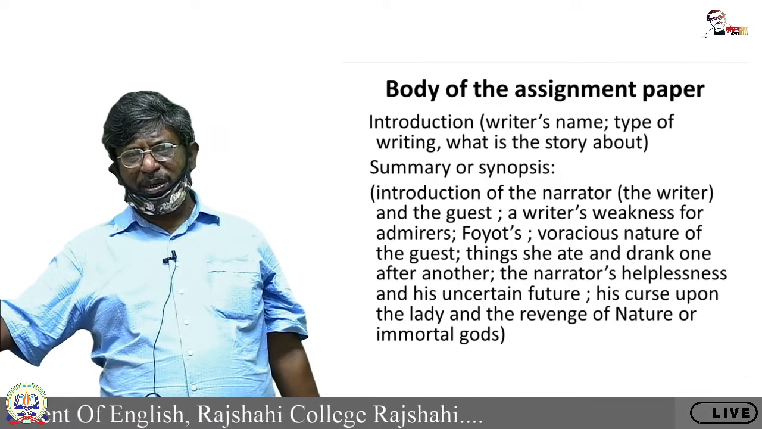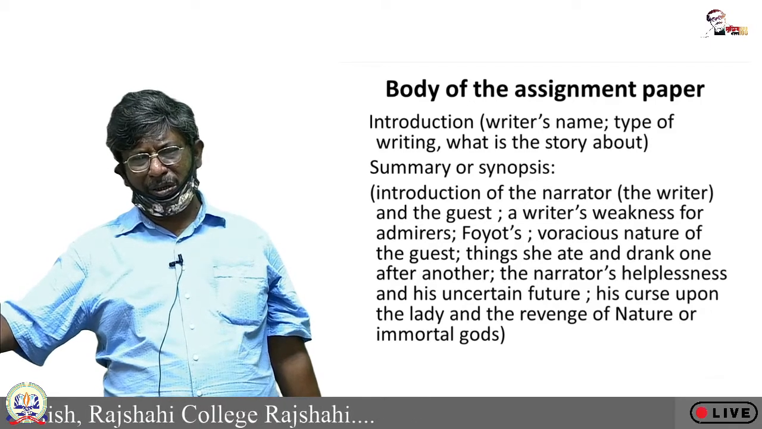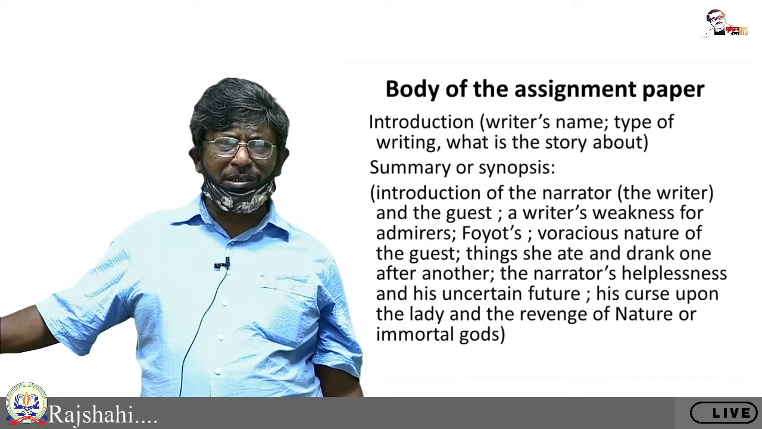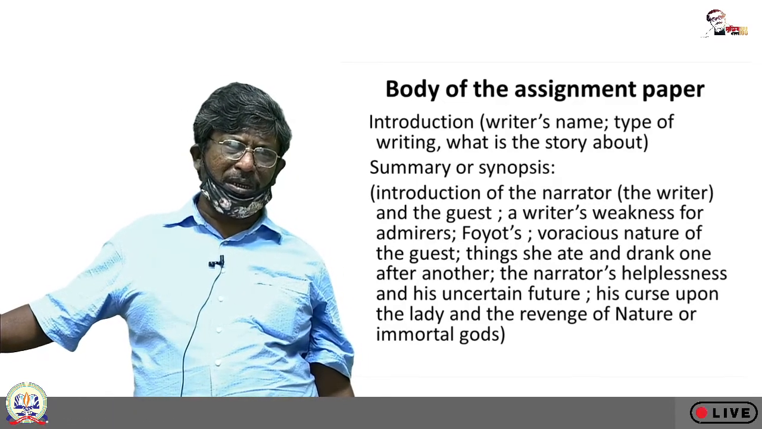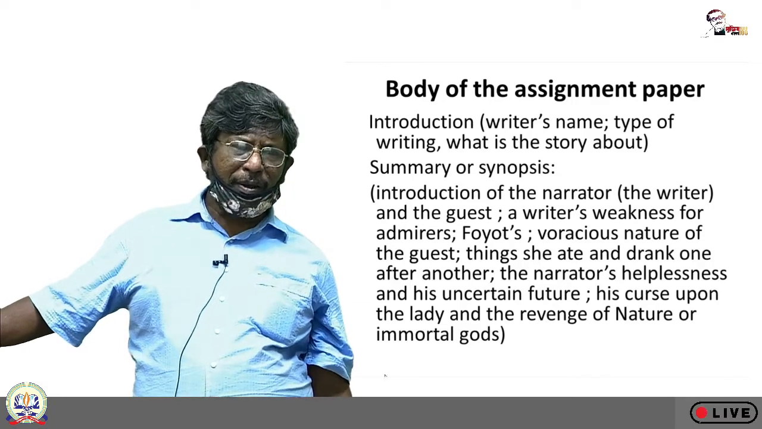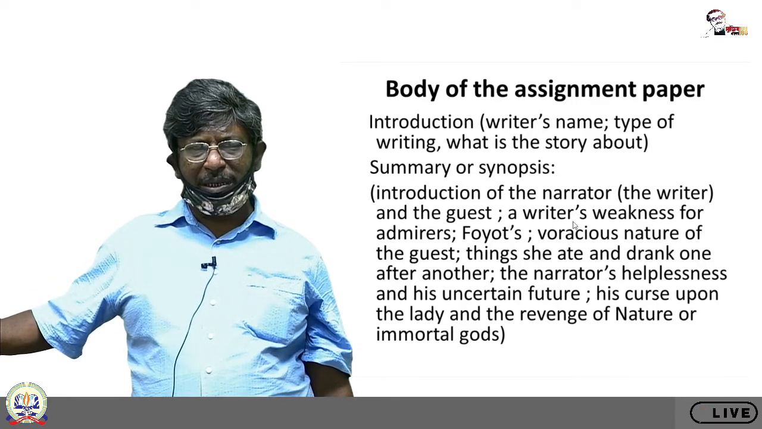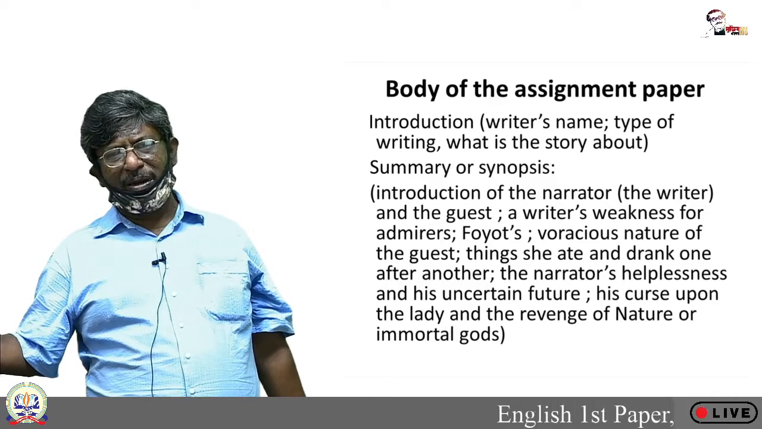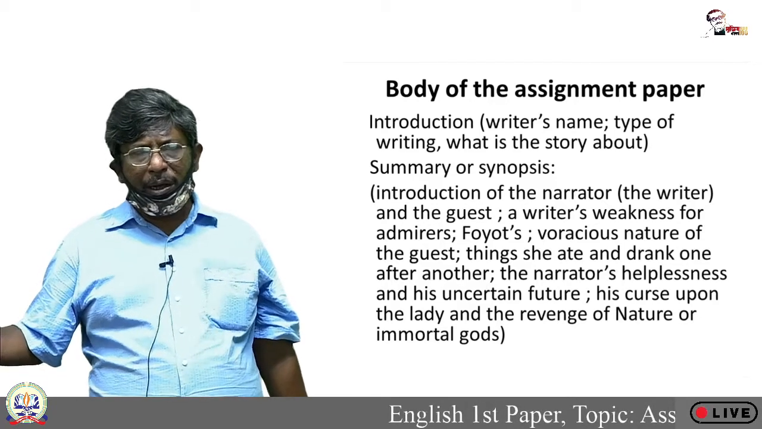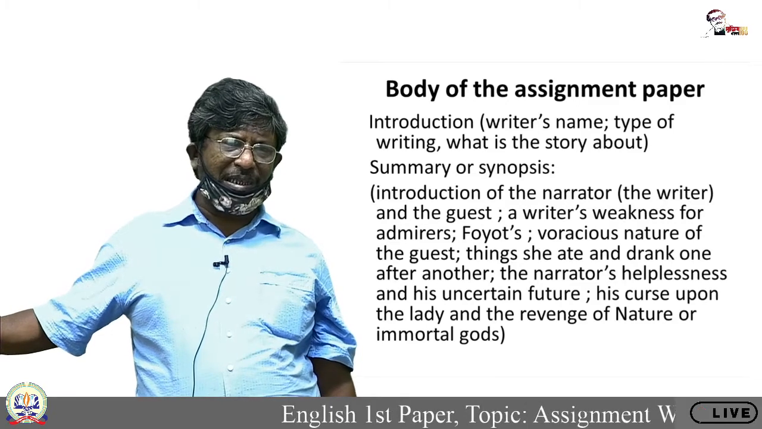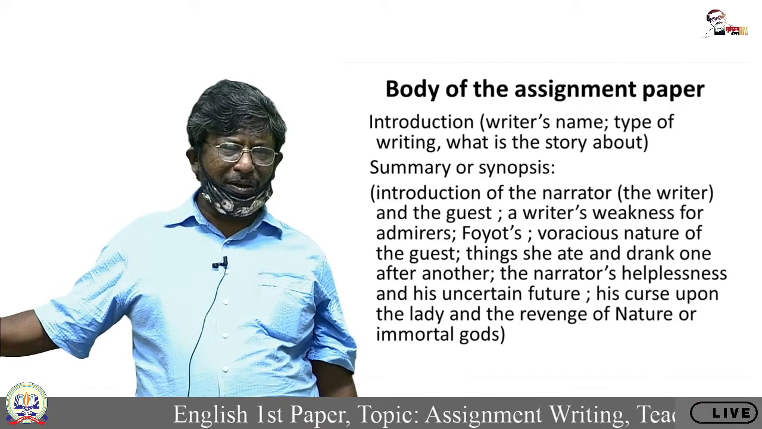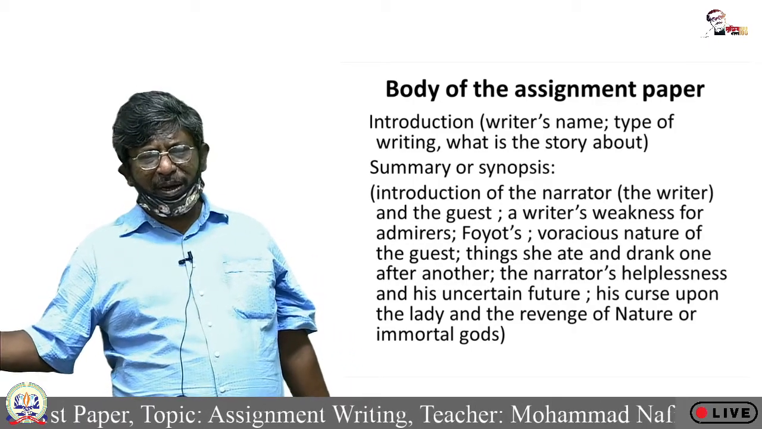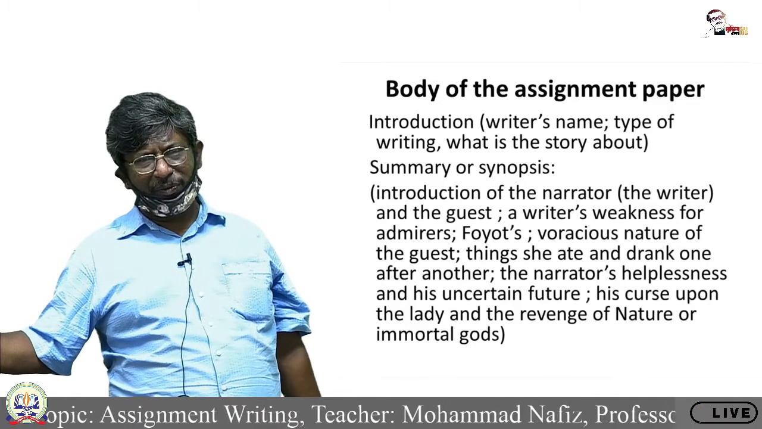He also gives a vivid description and introduction of Foyot's. What is Foyot's? From the story, we learn that it is an aristocratic restaurant in France where the French senators and other elites go for taking lunch or some other food. After coming to the restaurant, we see that the lady, during the conversation with the host narrator, orders different food and drink items one after another.